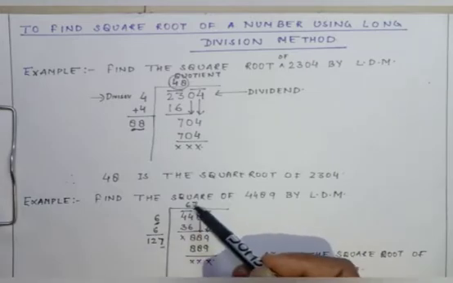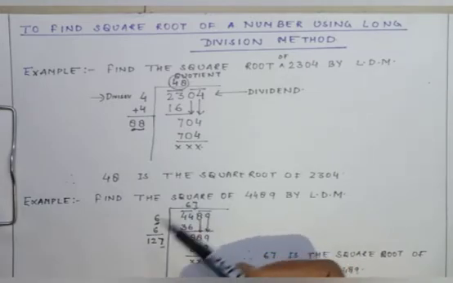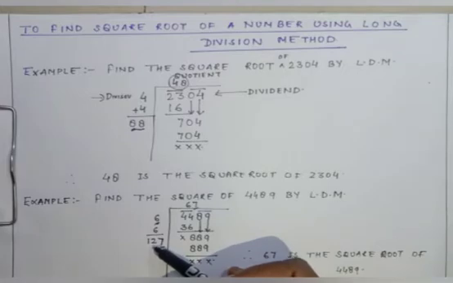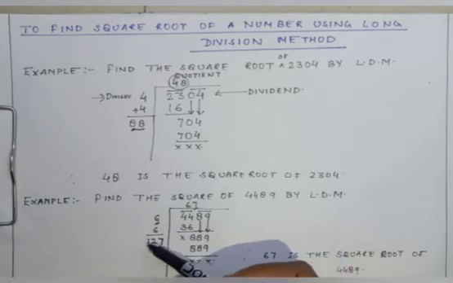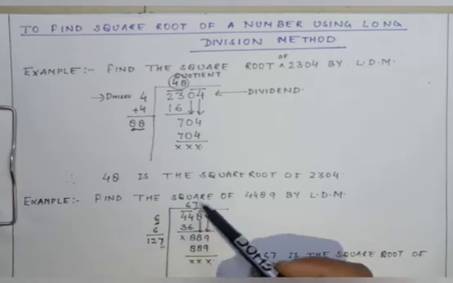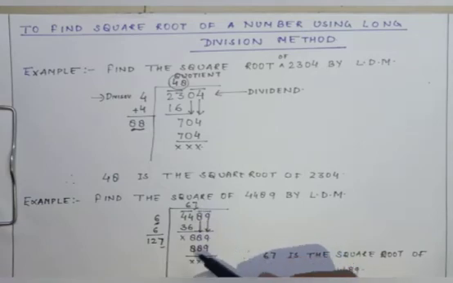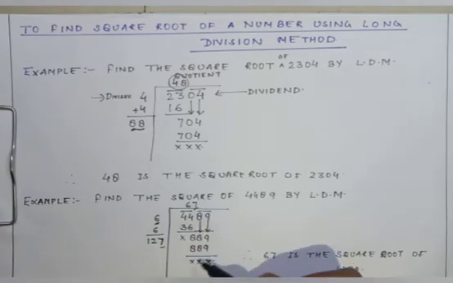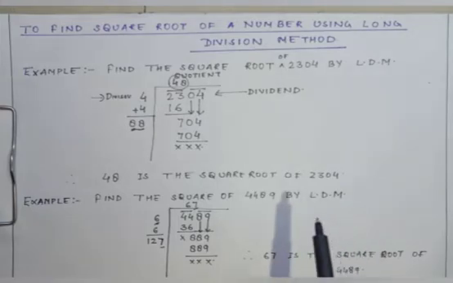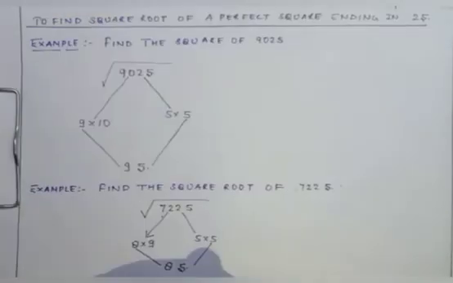So when I multiply this number by this number, either the product is equal to 889 or it is less than 889. So when I multiply 127 by 7, the product is equal to 889. So the remainder is 0. This shows that 67 is the square root of 4489. I hope this method is very much clear to everyone.